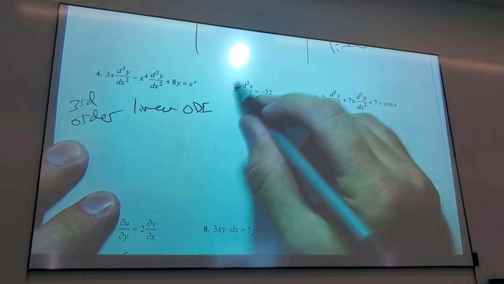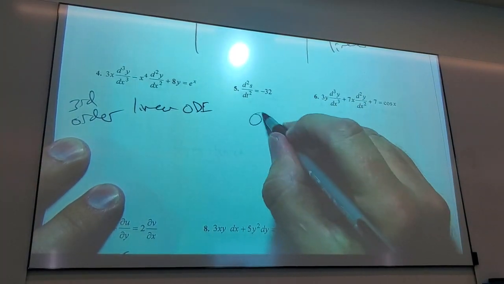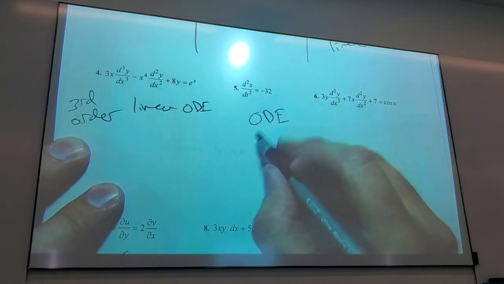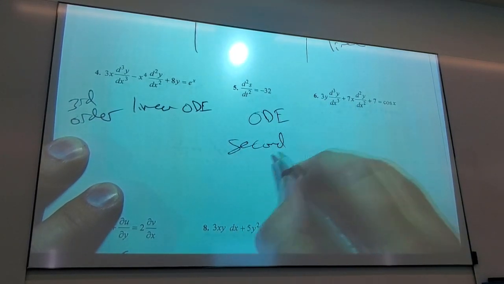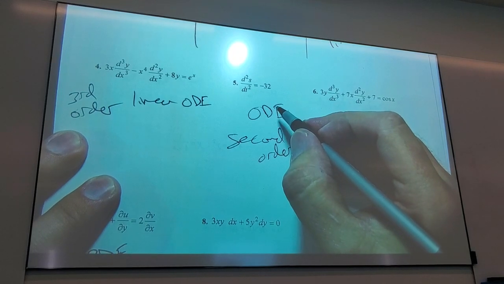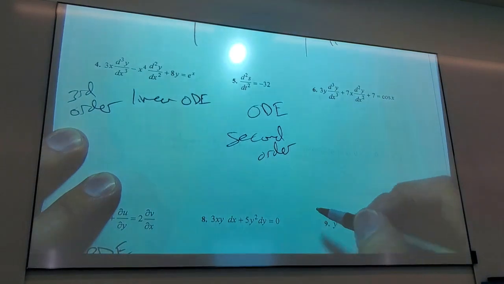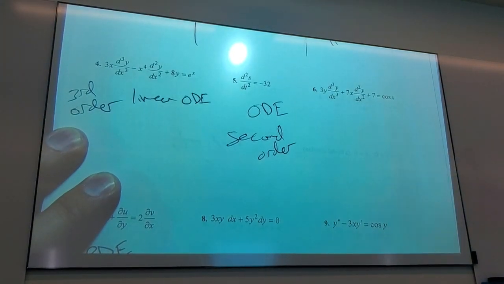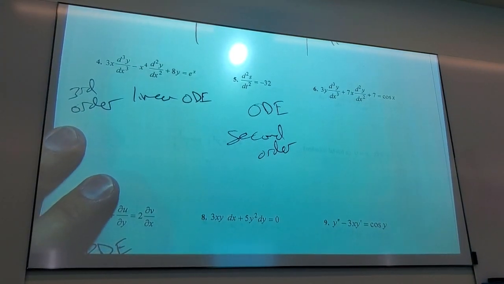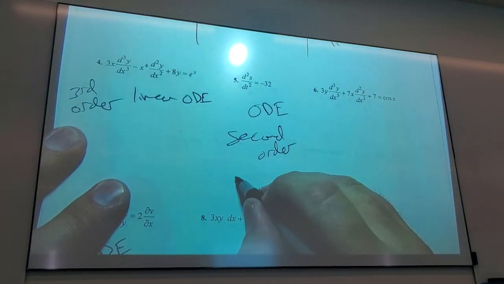Do you have to understand any of the physics behind this? No. It's an ODE. What's the order? And is it linear? Why? What's my dependent variable? S, and everything involved with S is to a first power. Powers and derivatives are different things. So it's second order, but it's linear, because nothing is being squared, everything is to the first power.